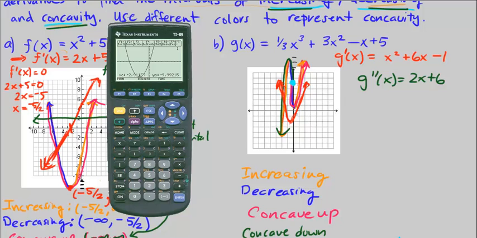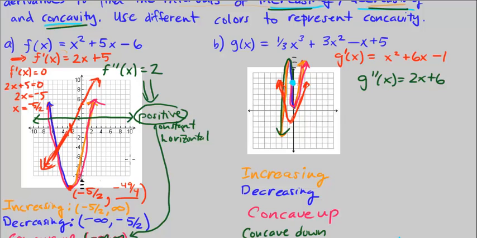And what does that tell us? Well, let's go to the calculator. Remember, when we did the previous one, where it hit the x-axis, that's where we changed from increasing to decreasing. You could see here where it hits the x-axis, it changes from increasing to decreasing. Hits the x-axis again, it changes from decreasing to increasing. So let's go ahead and do that. g prime of x equals 0 means x squared plus 6x minus 1 equals 0.